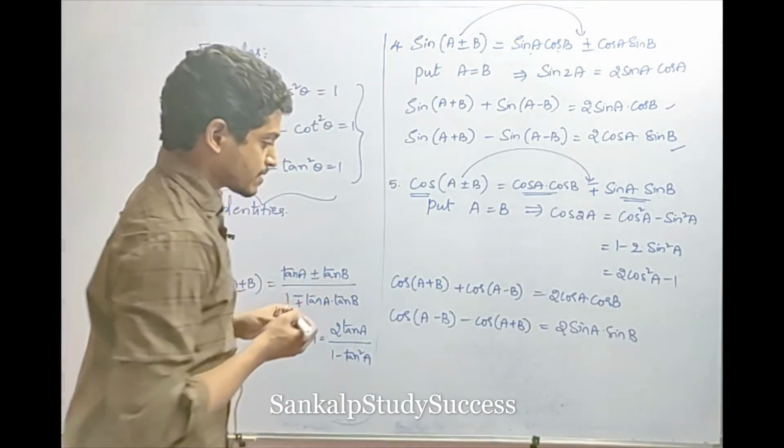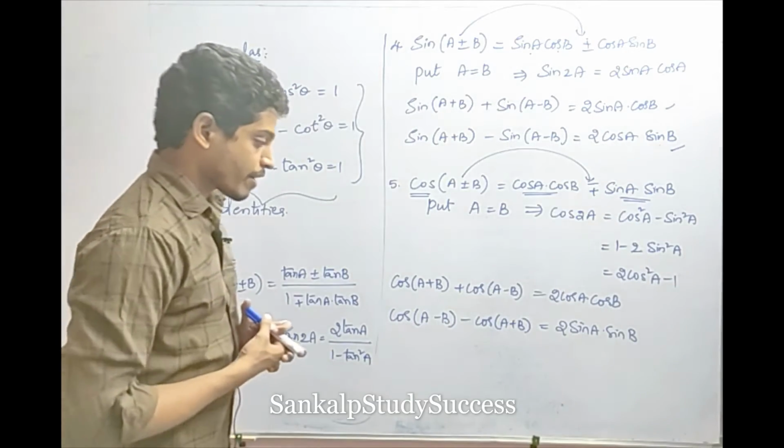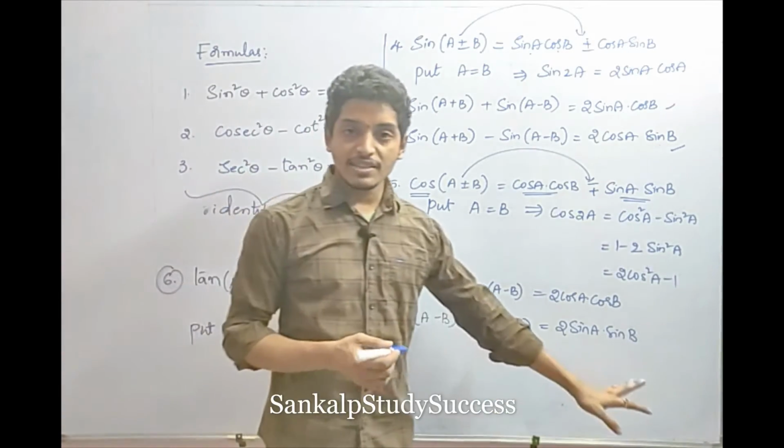Next, cos of a plus b plus cos of a minus b gives 2 cos a cos b, and cos of a minus b minus cos of a plus b gives 2 sin a sin b. Right friends?